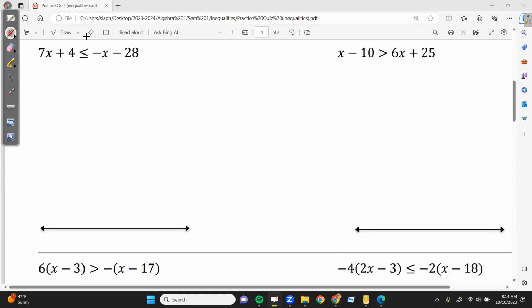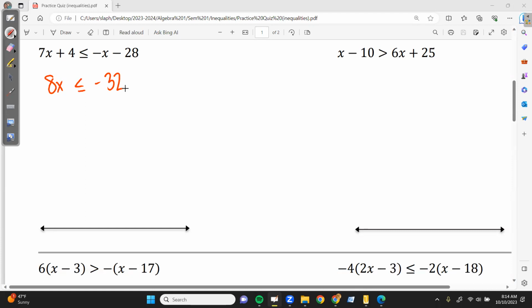I'm going to go ahead and move my X's to the left and my numbers to the right because I'm a creature of habit. You know what I'm saying? Okay. So I'm going to take my negative x and I'm going to add it across to get eight x's. And while I'm at it, I'm going to take my four and do minus four on both sides. And negative 28 minus four is negative 32.